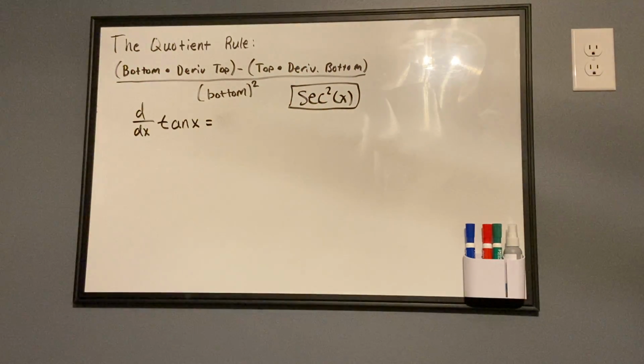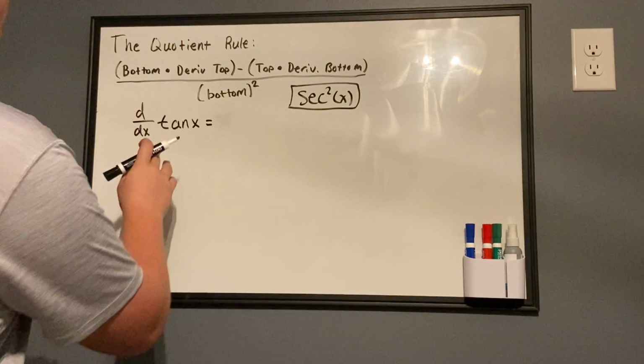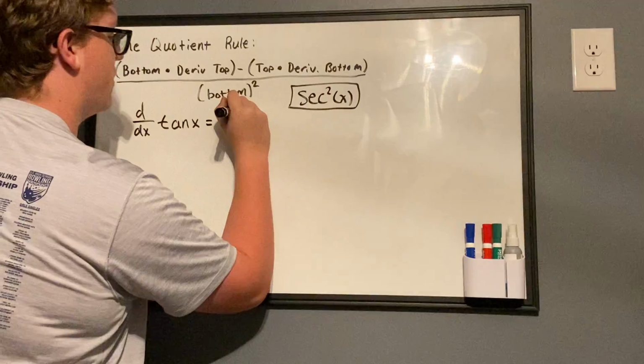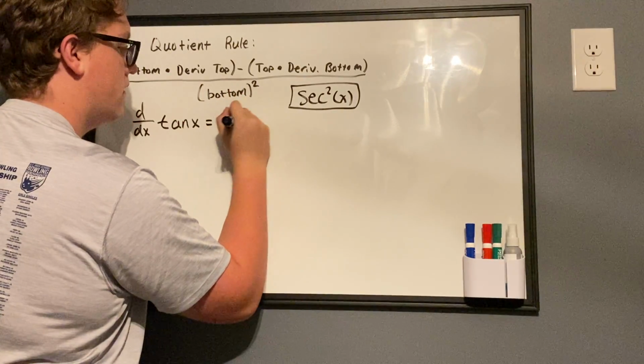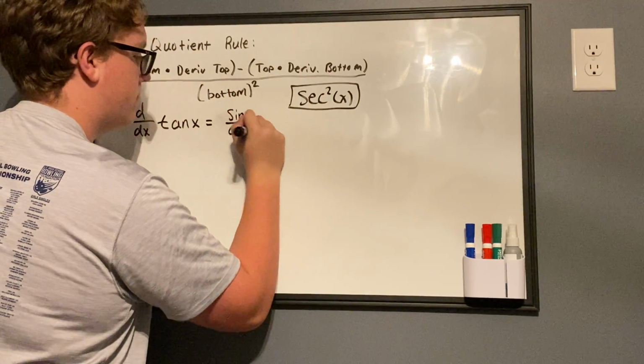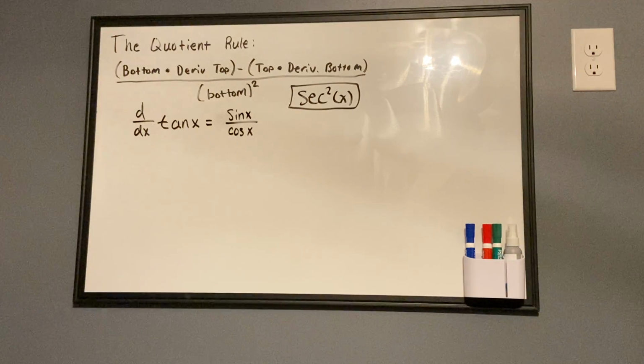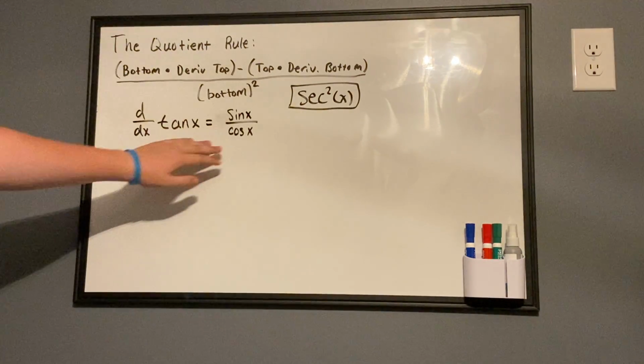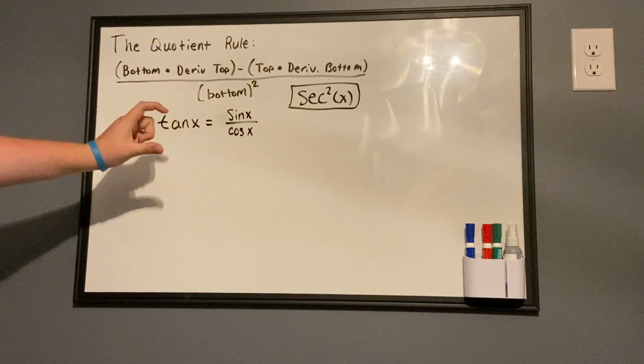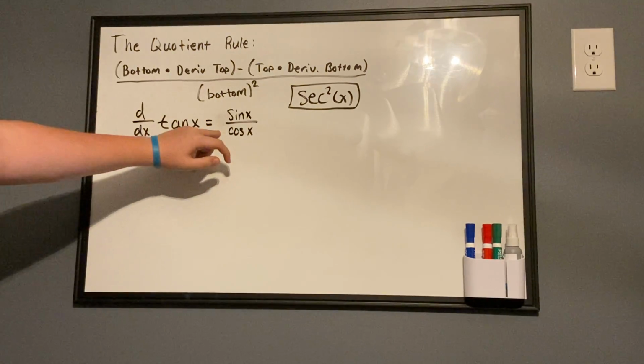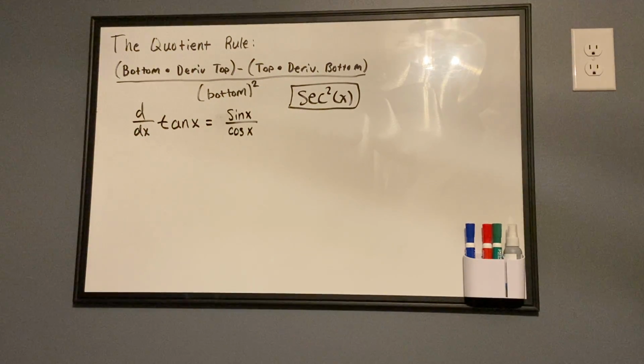So remember from trig that tangent x is the same as sine x over cosine of x. So we're going to go ahead and write that down. So we have that. So we want to find the derivative of sine x over cosine x. Well, this is now a quotient. It's not just the tangent x. We now are dividing sine x and cosine x. So we can use the quotient rule.